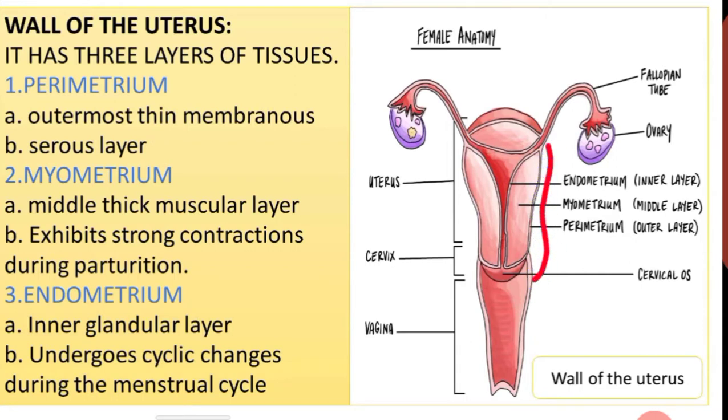Outer layer perimetrium, middle layer myometrium. Myometrium is a middle thick muscular layer which exhibits strong contraction during parturition. During childbirth, this myometrium gives strong contraction.